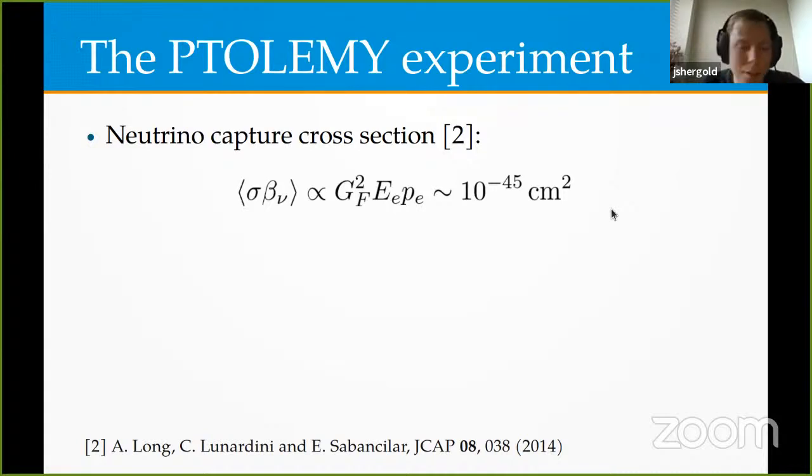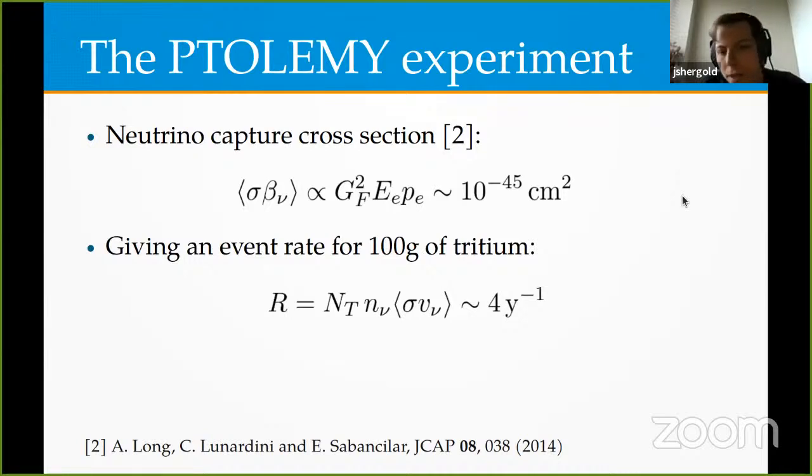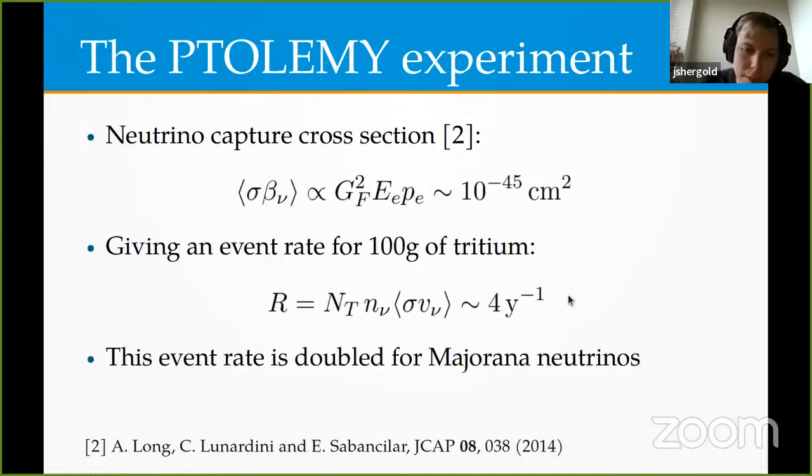For reference, a typical electromagnetic cross-section, let's say at the LHC, is about 10 to the minus 25. So this is 20 orders of magnitude smaller. We really need to use a huge number of targets to get this to work. Ptolemy planned to use 100 grams of tritium, which gives them an event rate of about 4 per year. Very nice. And this event rate is expected to be doubled for Majorana neutrinos.